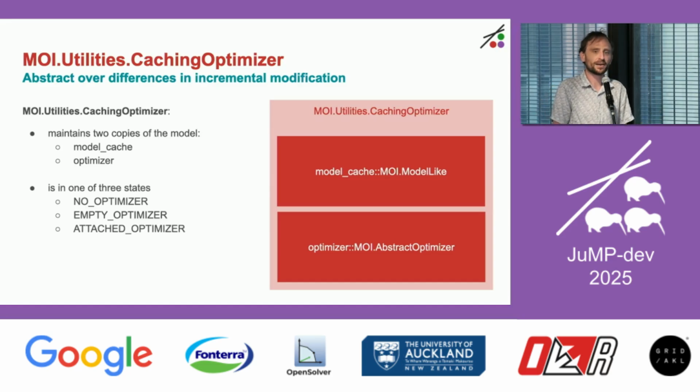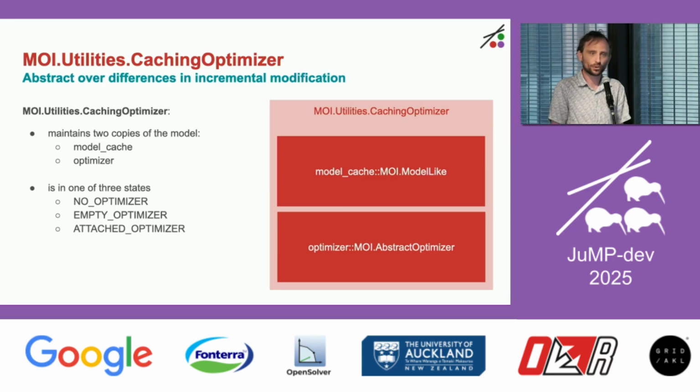And this makes it hard if you're writing algorithms like the SDDP algorithm, where we're solving a problem, changing a bound, adding a constraint. We want some way of abstracting over solvers that either know how to modify the problem in place, or they don't know how to modify the problem in place, and we need to pass them a whole new copy of the model every time. And this is what this caching optimizer does.